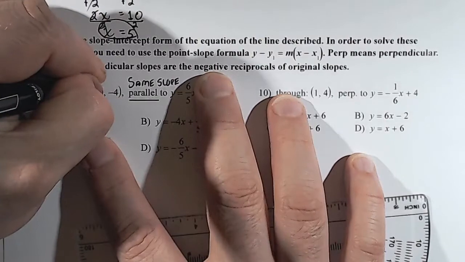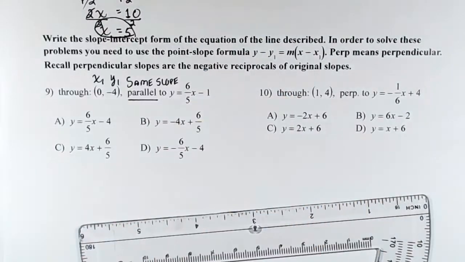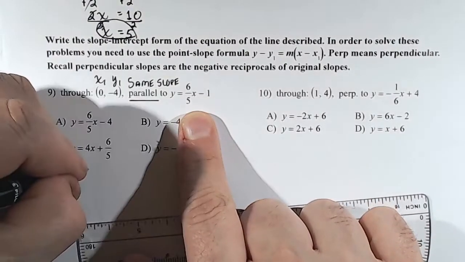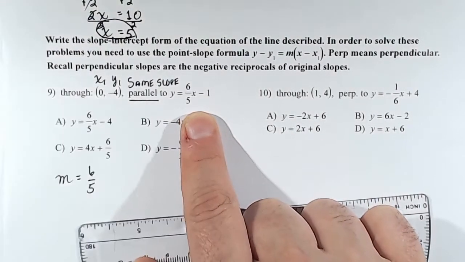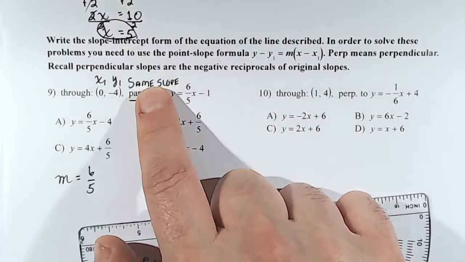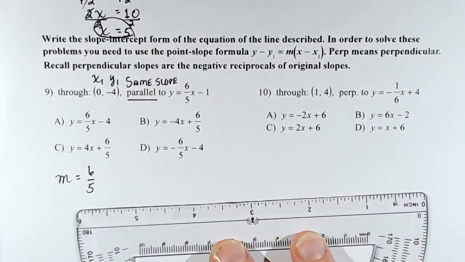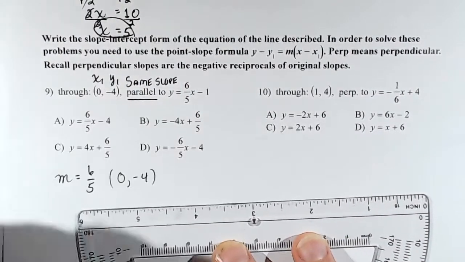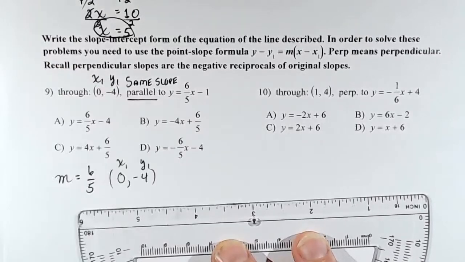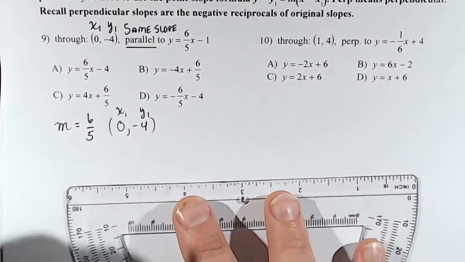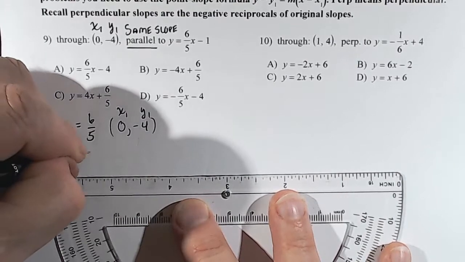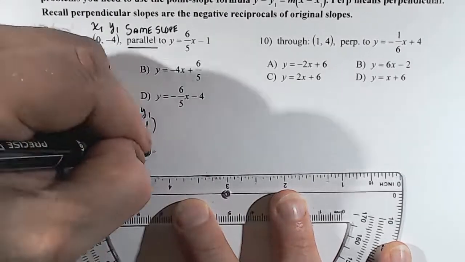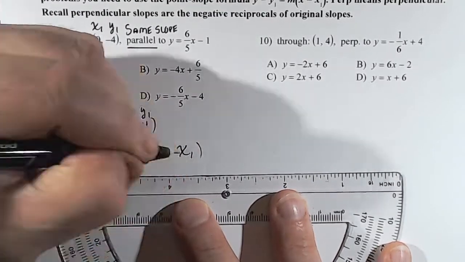All right, first let's label these points x1 and y1. Well, the slope in this equation right here is 6 over 5. So we want to write an equation with the same slope passing through this point. You have a slope and you have a point, 0 comma negative 4, x1, y1. So you're going to use the point slope formula. Y minus y1 equals m, open parentheses, x minus x1, close parentheses.